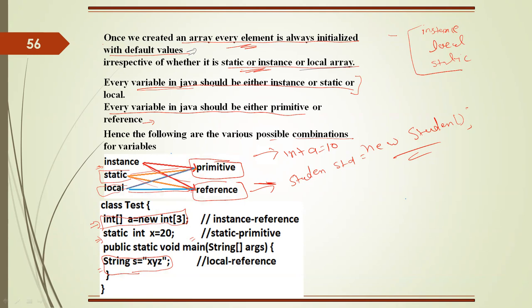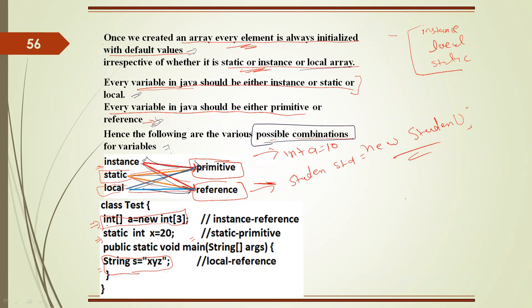Every variable in Java should be either instance, static or local. Other than that, you cannot declare anything. Every variable in Java should also be either primitive or reference. Hence the following are the various possible combinations. Instance can be reference and primitive. Static also can be primitive or reference. Local can be primitive and reference also.